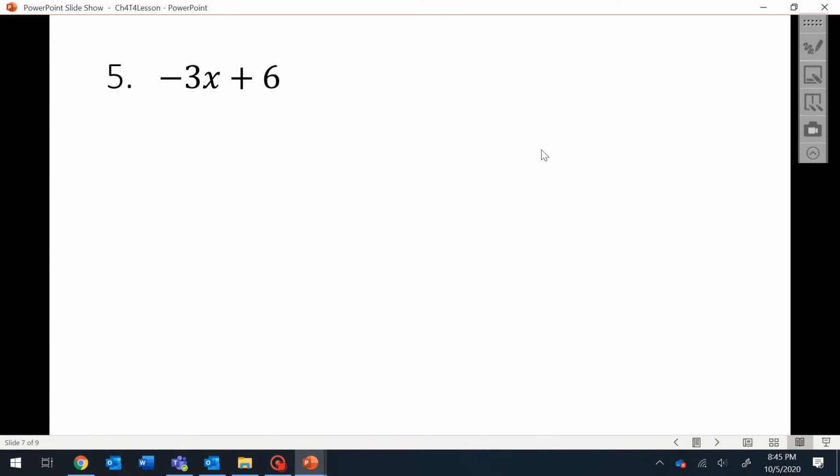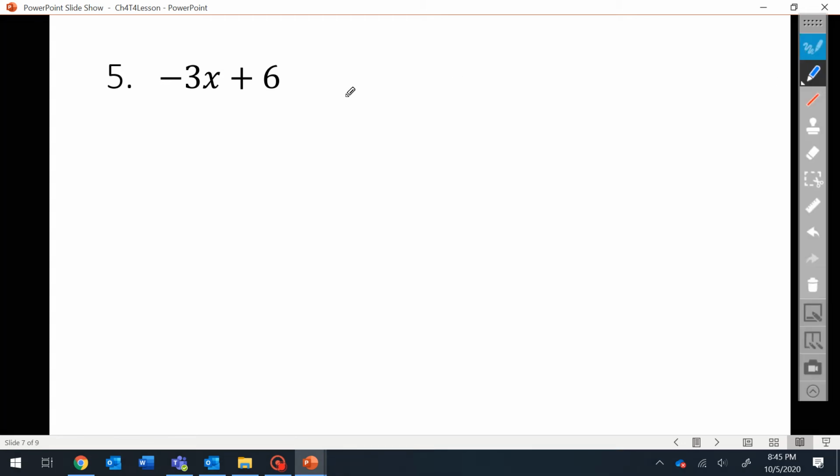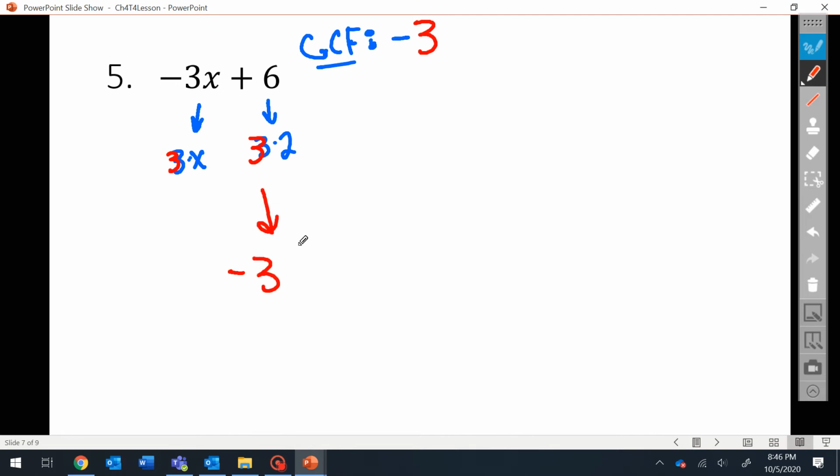Alright, number 5, this is where you have to keep in mind that if the first term is a negative, you have to factor out a negative GCF. So when I start the GCF here, just know it's going to be negative because the first term is negative. Alright, so 3x is just 3 times x, and 6 breaks down into 3 times 2. So it looks like what they have in common is a 3. So my GCF is going to be negative 3. So negative 3 is what I'm going to factor out.